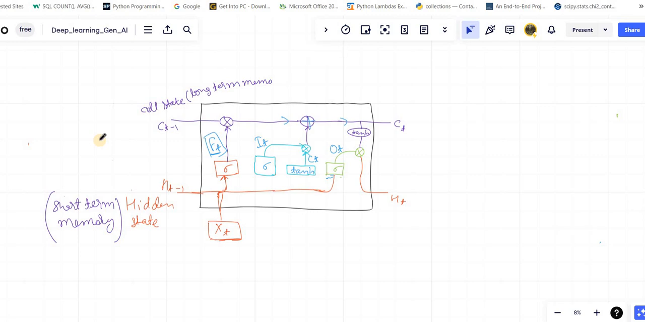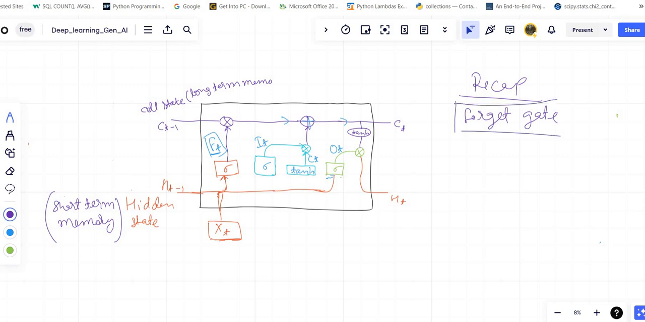Okay, so for the recap of the last class, we understood the forget gate, that it decides what needs to be forgotten according to this sigmoid neural network.